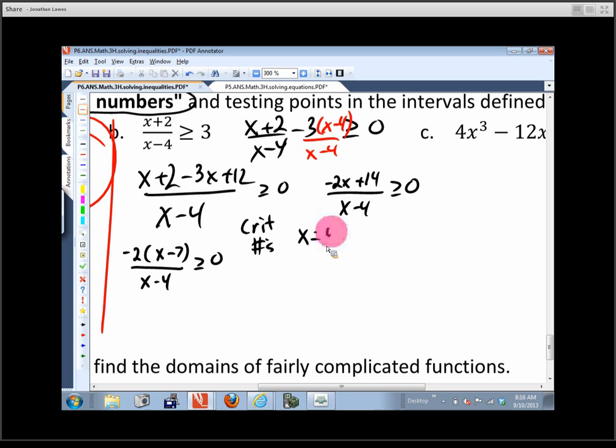So 4 and 7. So again, what we're going to do is make a little number line. We're going to put those critical numbers on there. Here's 4, and here's 7. Now, I purposefully skipped something. Whenever we see an inequality or an equation like this, what should we be aware of? It's a rational expression. It's a rational inequality.